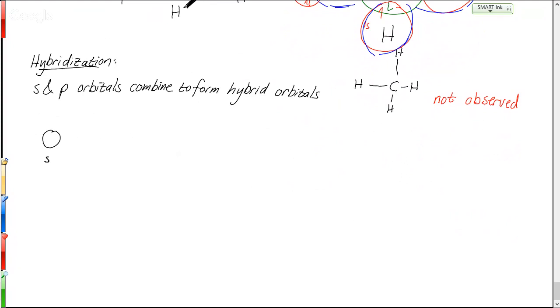Here's an s orbital. Here's a p orbital. And an sp hybrid orbital is really going to look like a combination of the two. It's going to have a big side and a little side, but still kind of have the shape of an sp orbital. So that's known as hybridization.